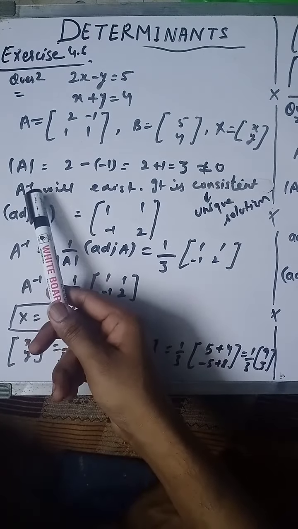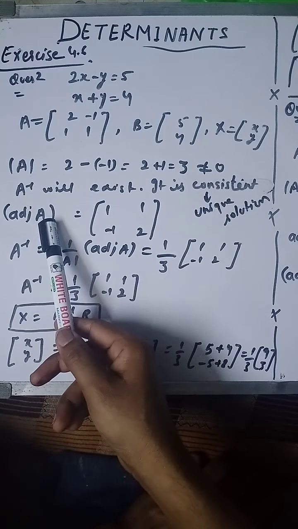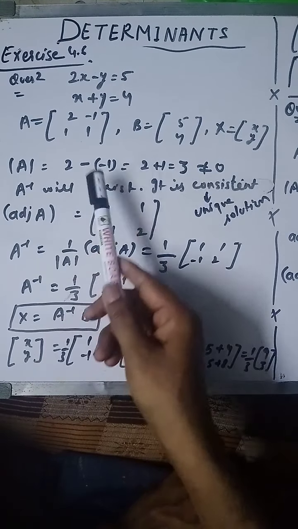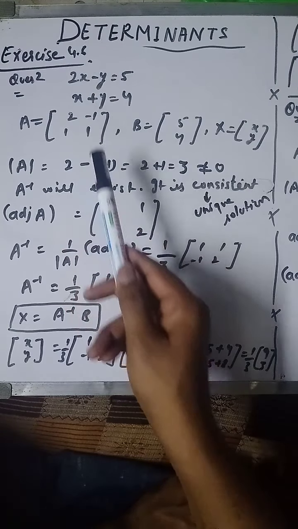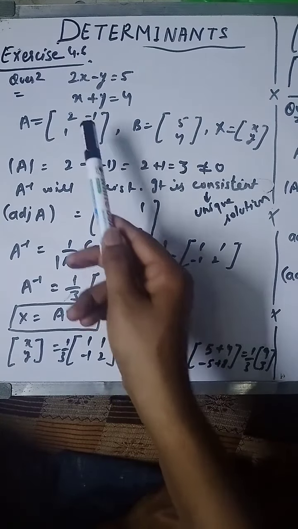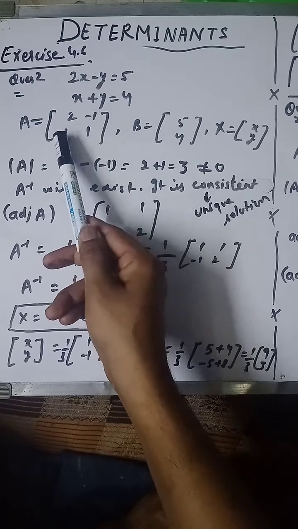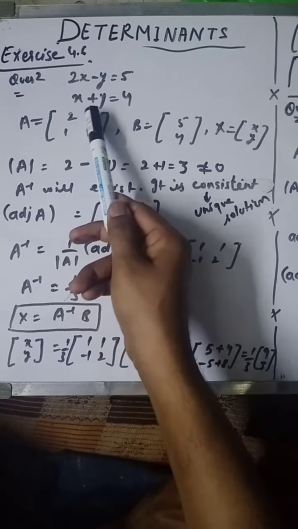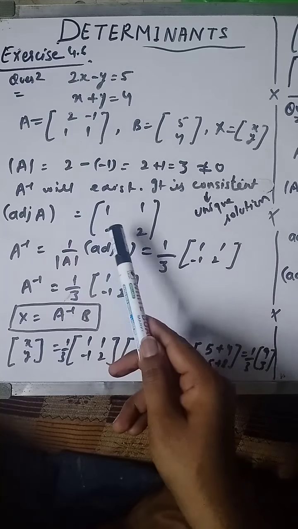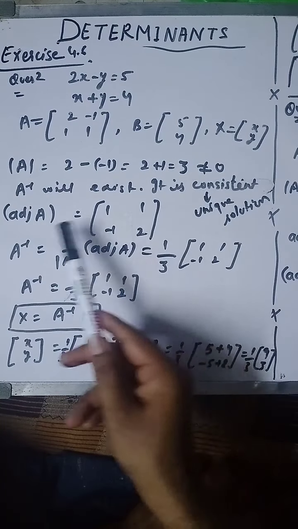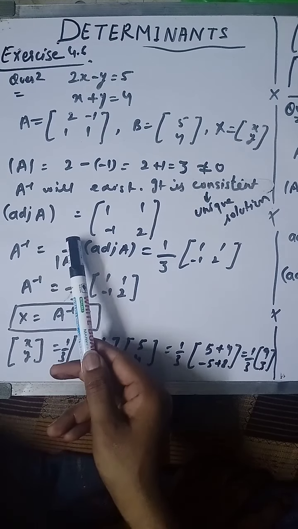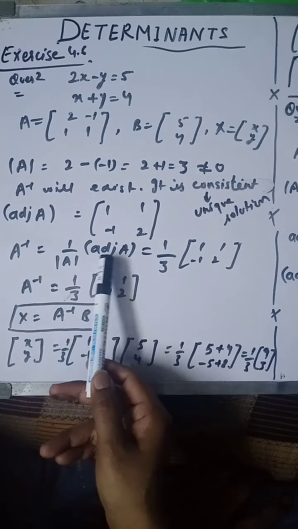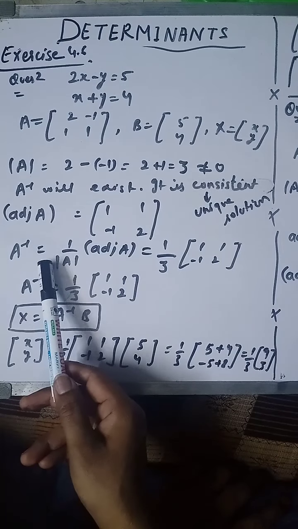To find A inverse we need to find adjoint A. You can find the adjoint A: interchange these positions 2 and 1, so 1 and 2 will come like this, and you just have to change the sign of these two elements. So it will be +1, it will be -1. Here is the adjoint A. So A inverse is equal to 1 upon A determinant into adjoint A. This is the formula to find the A inverse.